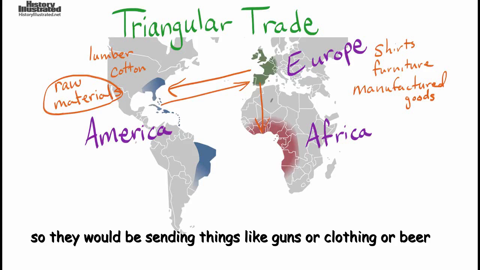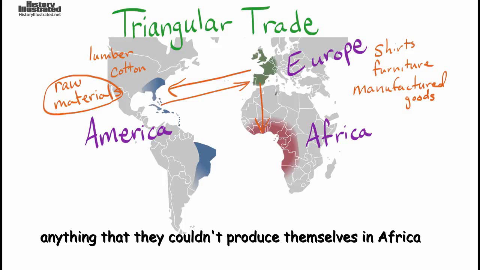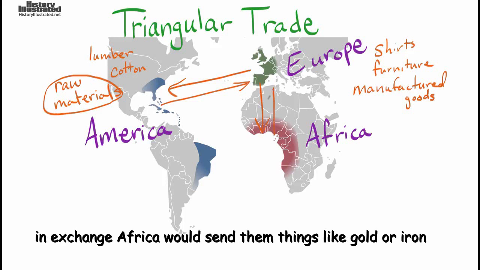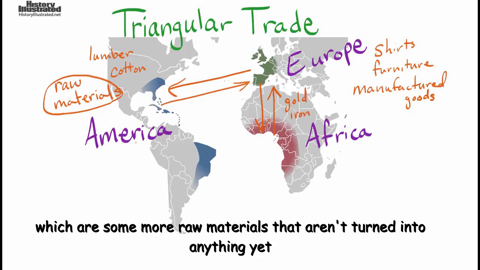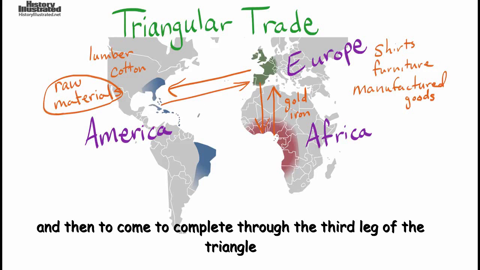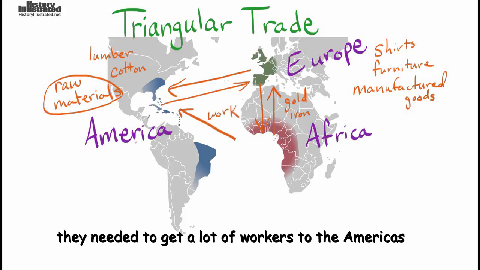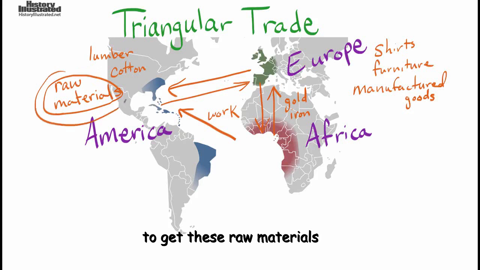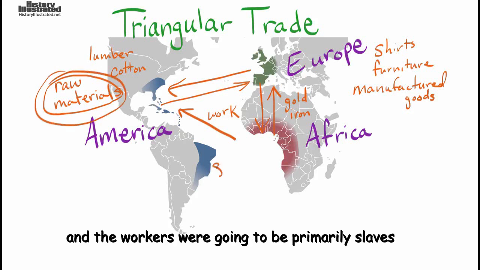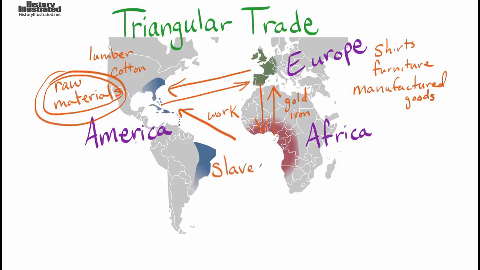So they would be sending things like guns or clothing or beer, anything that they couldn't produce themselves in Africa. In exchange, Africa would send them things like gold or iron, which are some more raw materials that aren't turned into anything yet. And then to complete the third leg of the triangle, Africa was going to send work. They needed to get a lot of workers to the Americas to get these raw materials. And the workers were going to be primarily slaves from Africa.